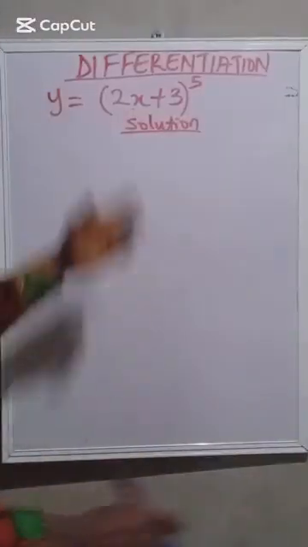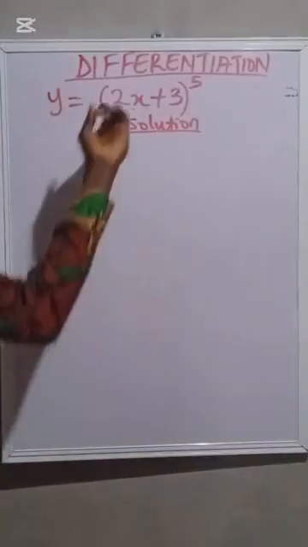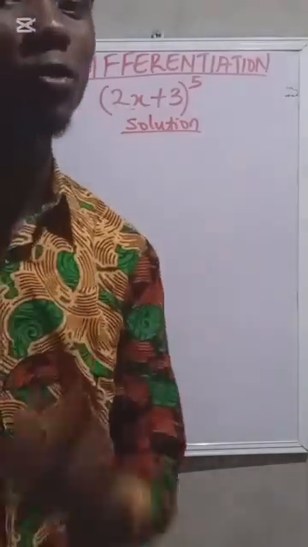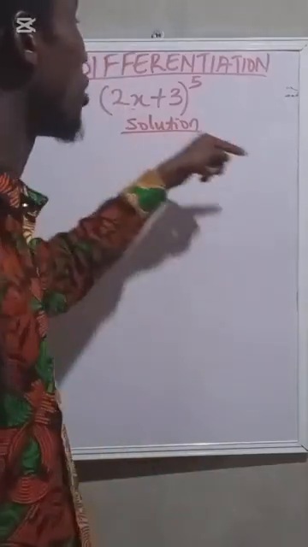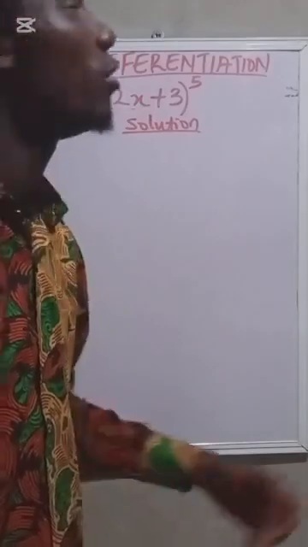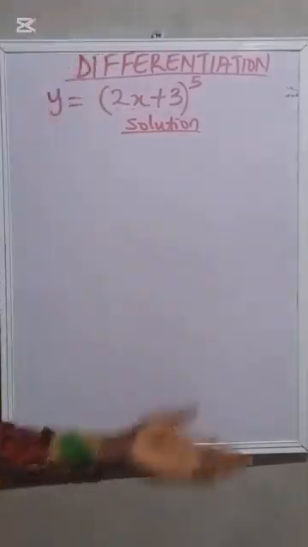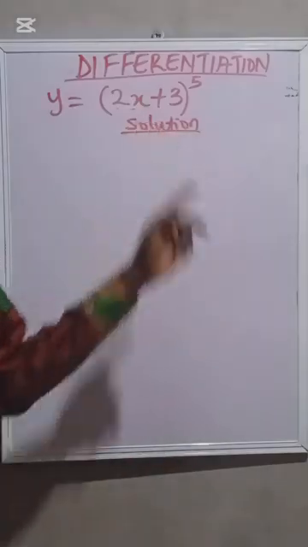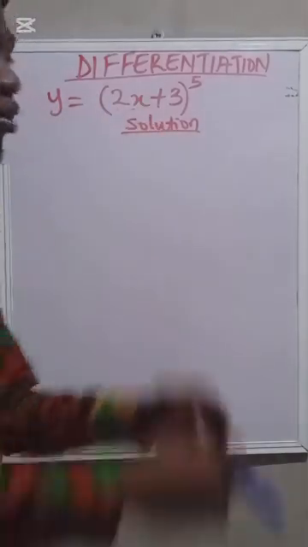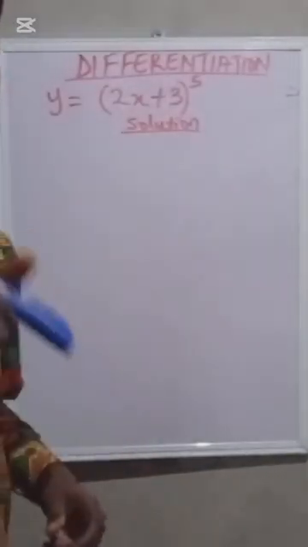Welcome back. This is another question, and this type of question is on what we call the chain rule, or function of a function. So when you see this type of question, don't panic. No need of expanding it. You don't need to expand it before you can get a differentiation. So how do you do it? You make use of the chain rule, and let me teach you the chain rule.